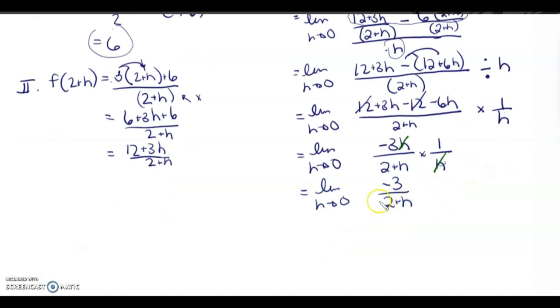So this is our equation. The limit as h approaches 0 of negative 3 over 2 plus h. At this point, we can sub in h equals 0. We can drop the limit, and we get negative 3 over 2.